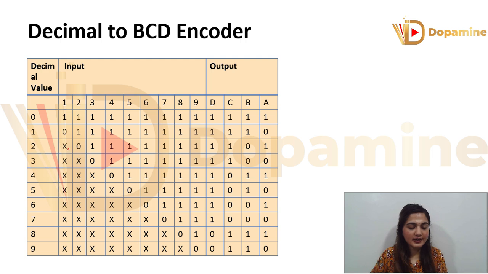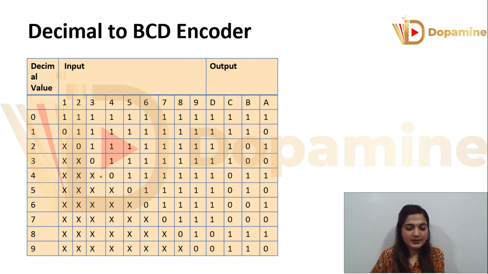2 is represented as X0. So basically the first input pin could be anything, but the second should be 0 for the active low input of 2. So 2 pin should be 0, right? And then all are ones for the rest. Then its output should be 1, 1, 0, 1, right? Then 3 is XX0 and the other pins are all ones. So output will be 1, 1, 0, 0.